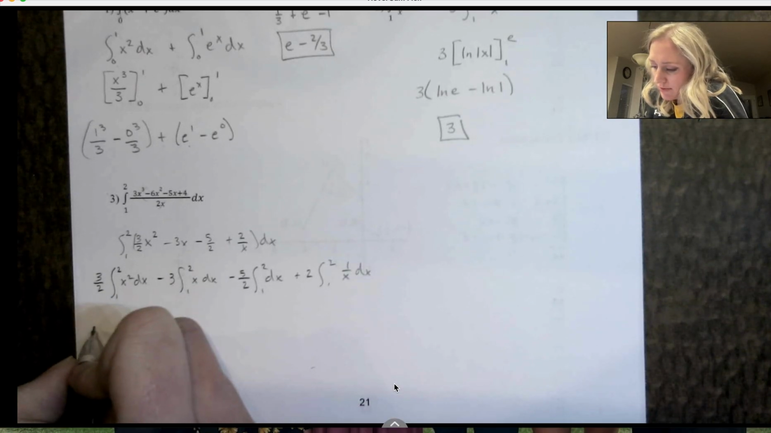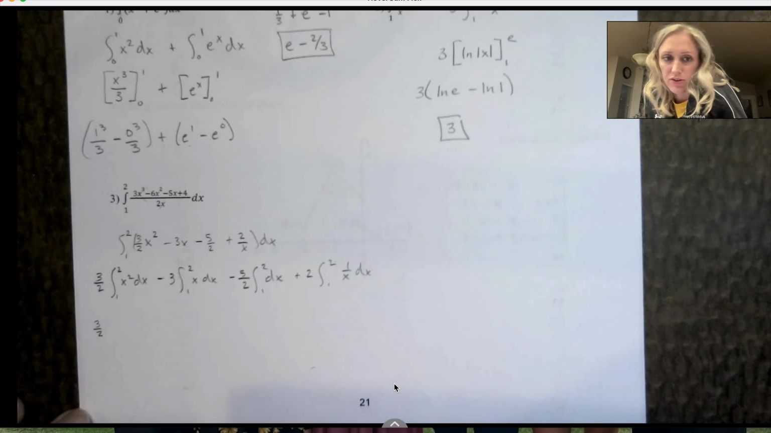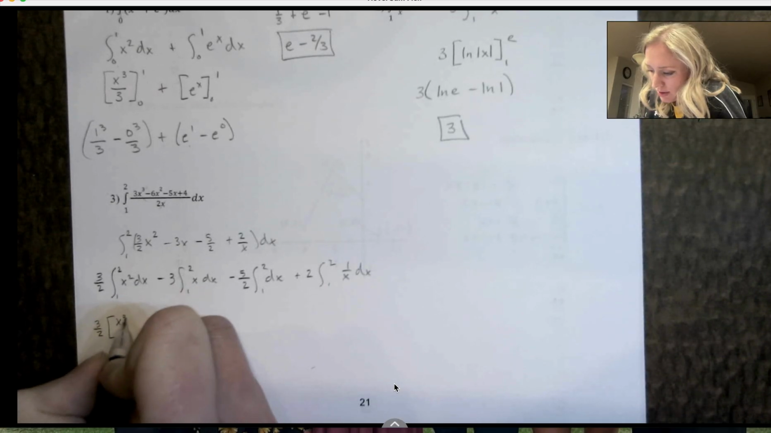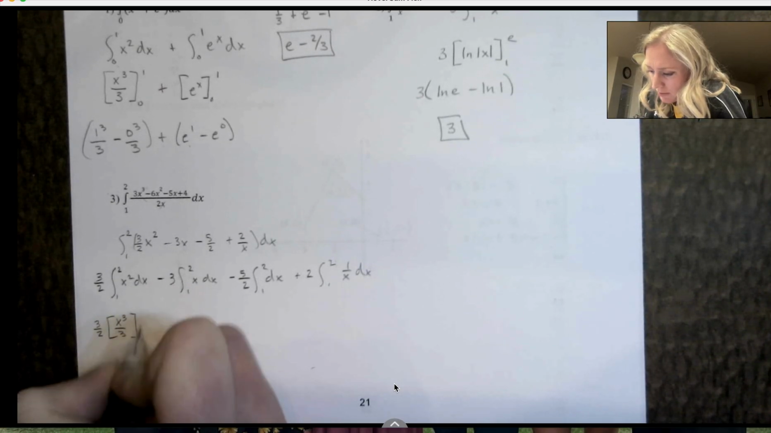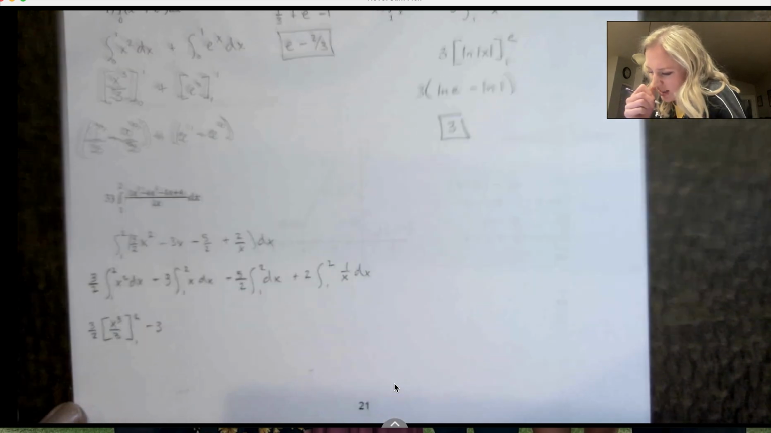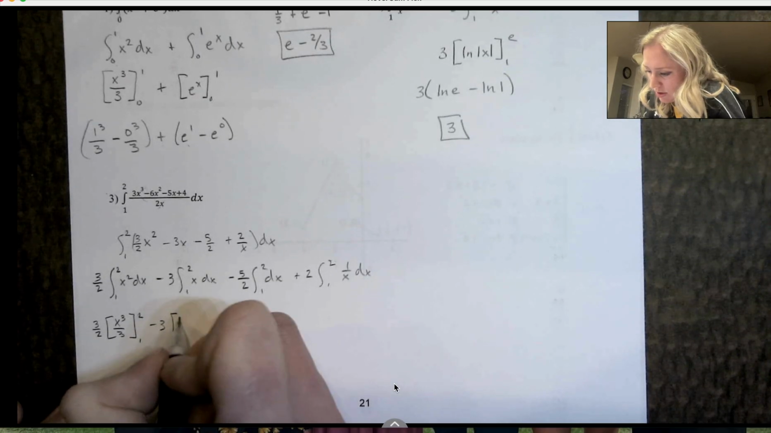And so now we're going to evaluate each of those using the antiderivative. So the antiderivative there is x cubed over 3. And we're evaluating between 1 and 2. The antiderivative of x is x squared over 2.